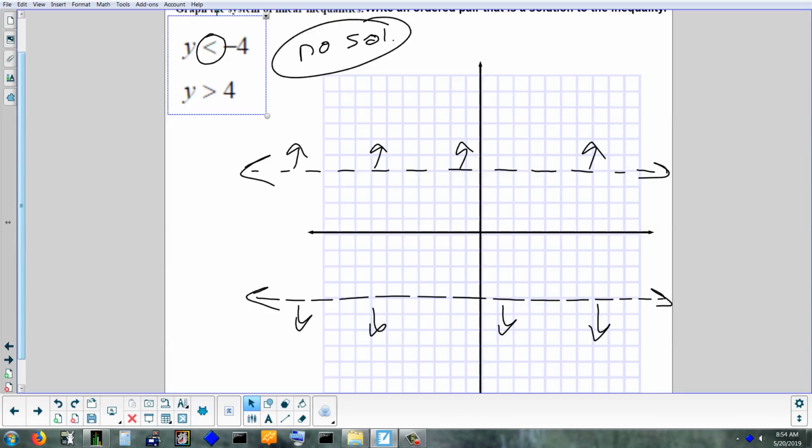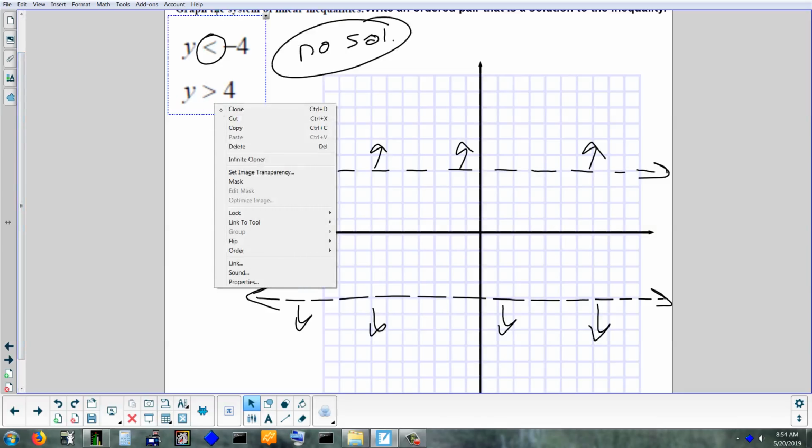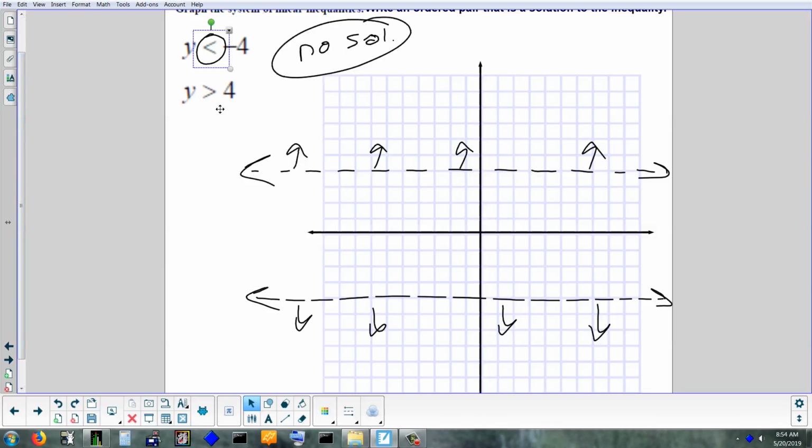Think about that without sketching it. In your head, think of a number that's bigger than 4, and the number you think of has to be smaller than -4. Can that happen? No. That's like me saying, think of a number that's bigger than 0, but it also has to be less than -10. You can't. Or if I said, think of a number that's bigger than 5 and smaller than 0. You can't. If it's bigger than 5, it's not smaller than 0. So this one is no solution.